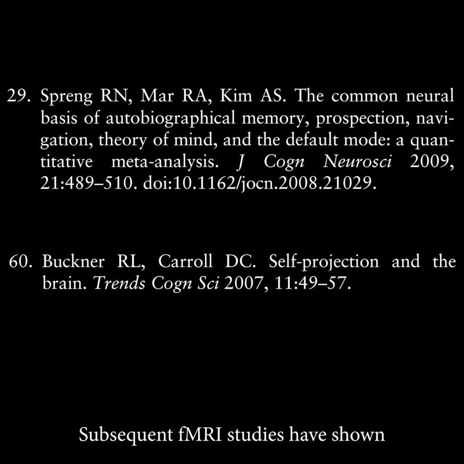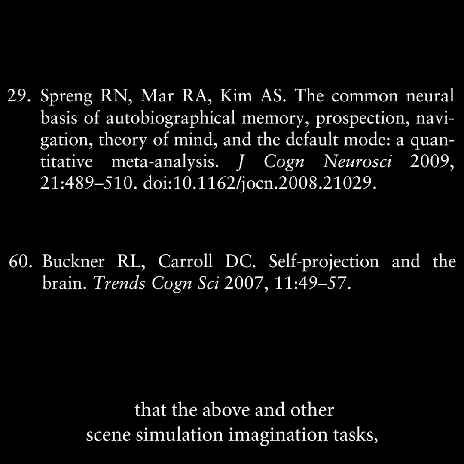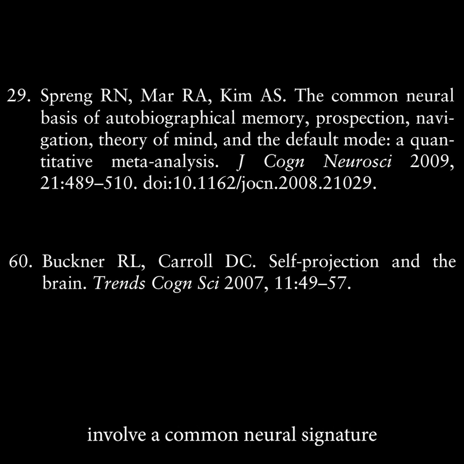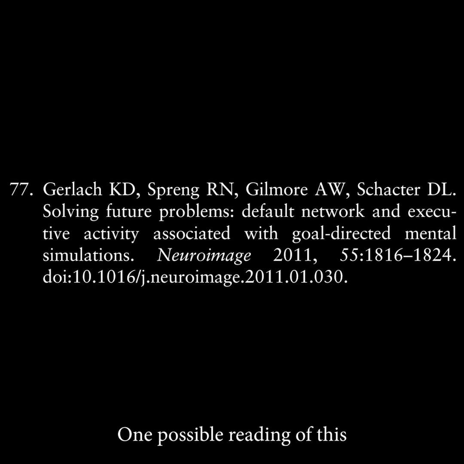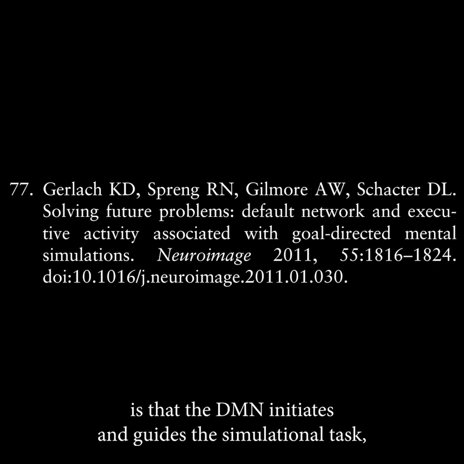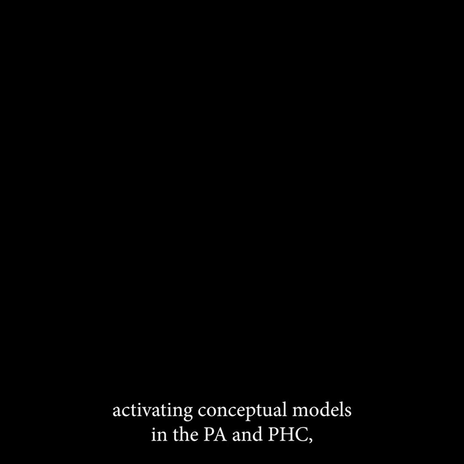DMN simulations. Subsequent fMRI studies have shown that the above and other scene simulation imagination tasks, for example daydreaming, involve a common neural signature of activation of both the HC and the DMN. One possible reading of this is that the DMN initiates and guides the simulational task, activating conceptual models in the PA and PHC to be brought into the EC and hippocampus for scene generation and manipulation.